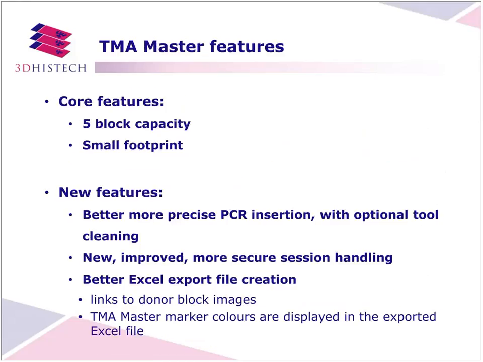Let's see now the main features of our TMA Master tissue microarrayer. The TMA Master is a smaller device. It has a 5 block capacity. The user has the liberty to decide if they would like to use one block for the recipient block and the other slots for donor blocks, or the user can choose to use 4 slots for recipient blocks and 1 slot for a donor block, or any other combination between these two.